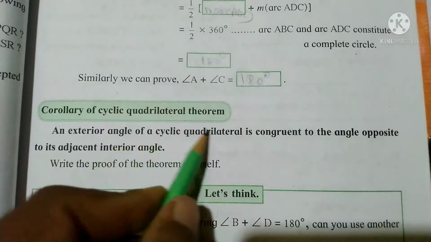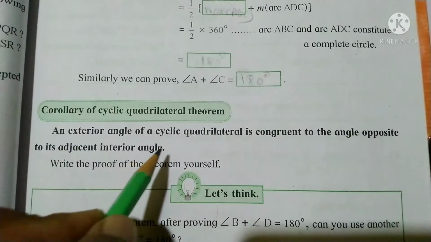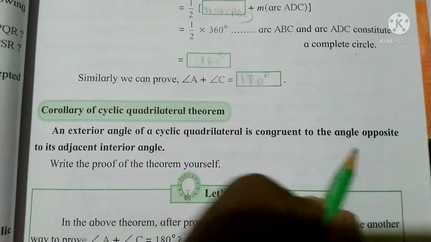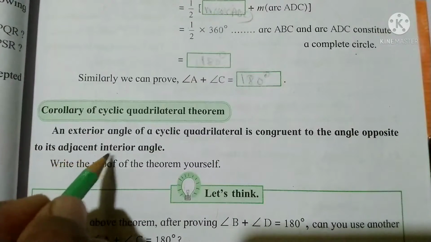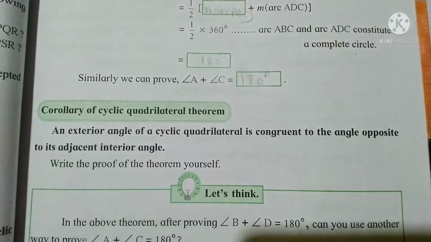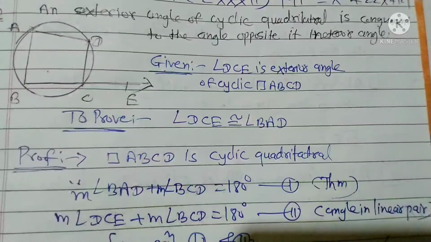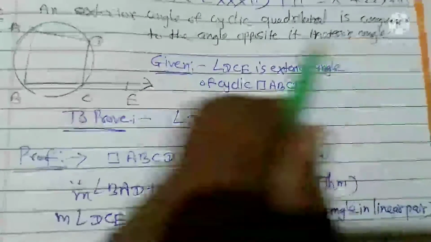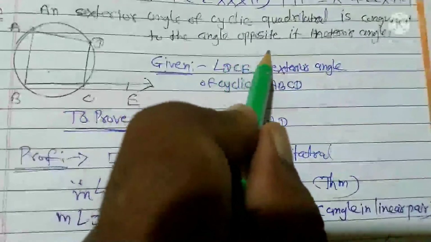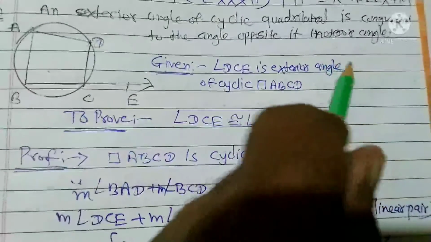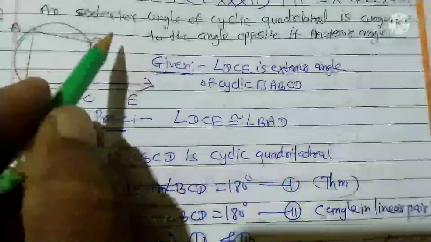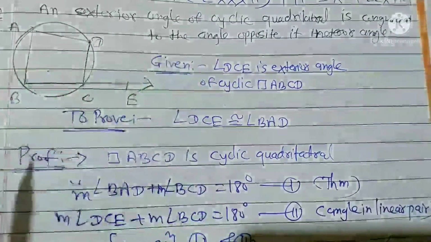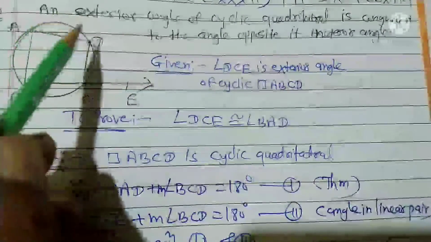Corollary of cyclic quadrilateral: an exterior angle of a cyclic quadrilateral is congruent to the angle opposite to its adjacent interior angle. An exterior angle of a cyclic quadrilateral is congruent to the angle opposite to its interior angle. This is the exterior angle cyclic quadrilateral theorem.